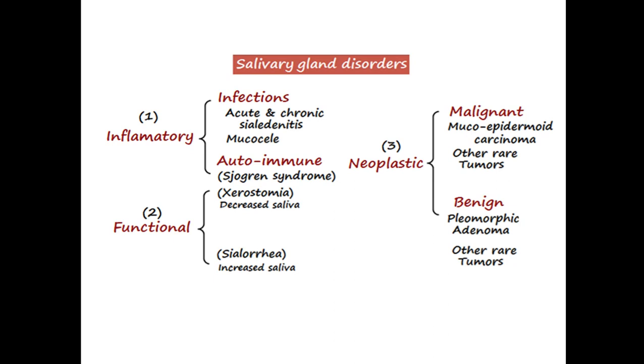The neoplastic conditions that occur in the salivary glands may be in the form of benign tumors like pleomorphic adenoma and other rare tumors, and the very important malignant tumors, mucoepidermoid carcinoma, and sometimes other rare malignant tumors.